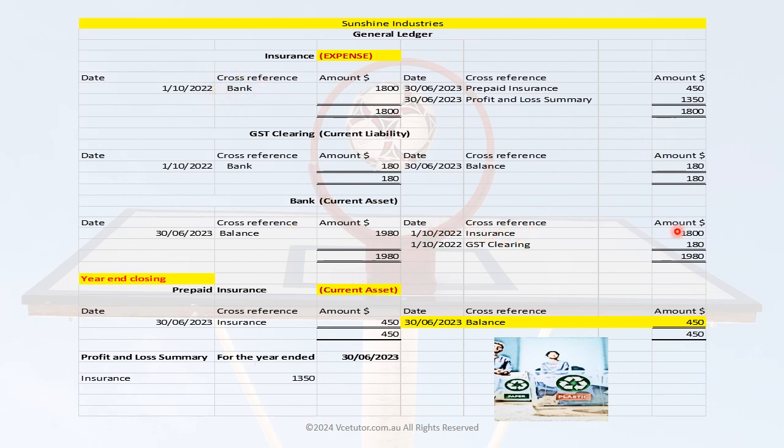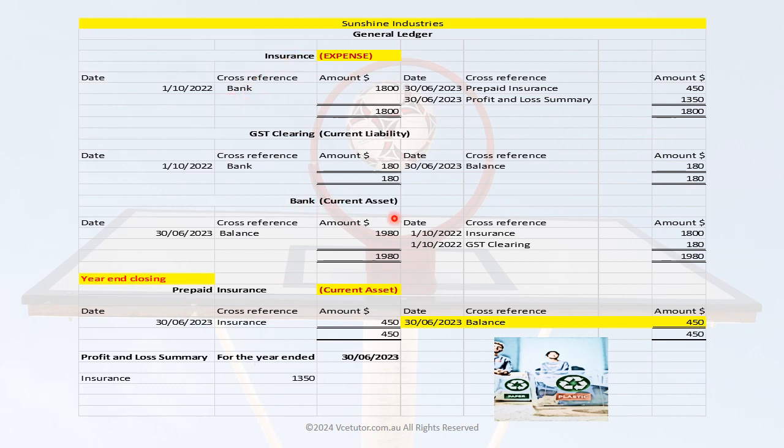Cross-referencing, we should be able to see in insurance which other account is affected. We find bank account is affected. So in bank account, we say which other account is affected, insurance account is affected. So this 1800, the cross-referencing means this 1800, we will find it in insurance account. And in insurance expense account, we have the cross-referencing bank. That means we can see that in bank account.